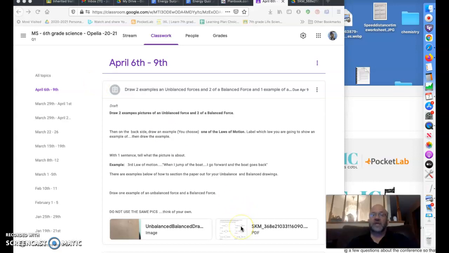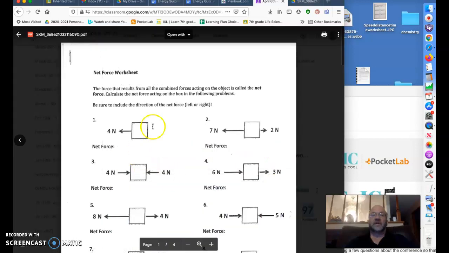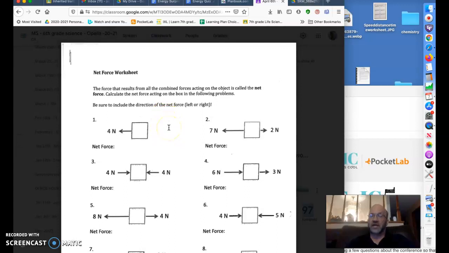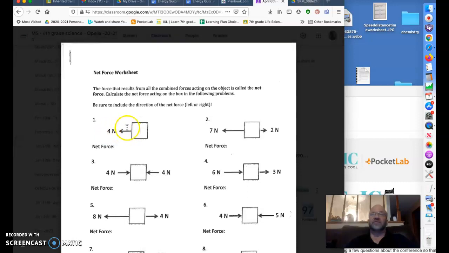If you recall, we had the worksheet where we had the examples that you had to place if it's balanced or unbalanced. And it looked like this, if you recall. And what we're going to do is you are going to draw two examples of a balanced force and an unbalanced force. You're going to put how many newtons with an arrow showing either way, showing if it's balanced and they're standing still, or if they're unbalanced and moving left or right.